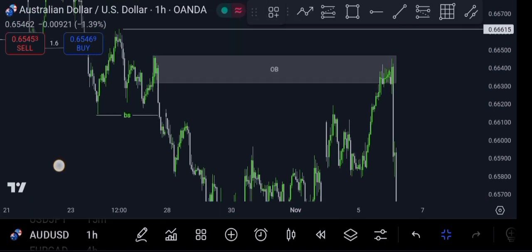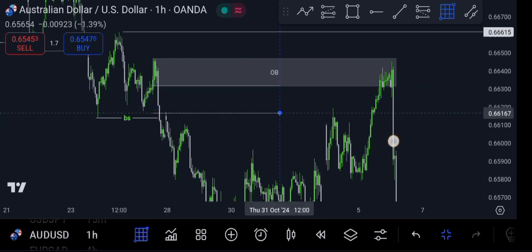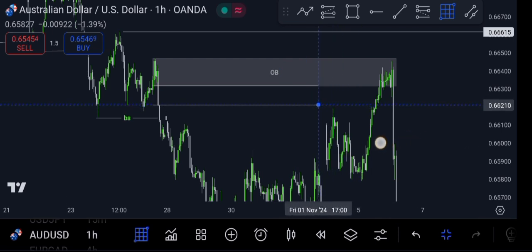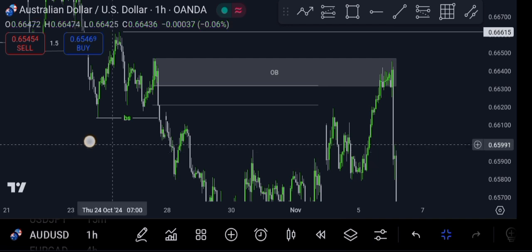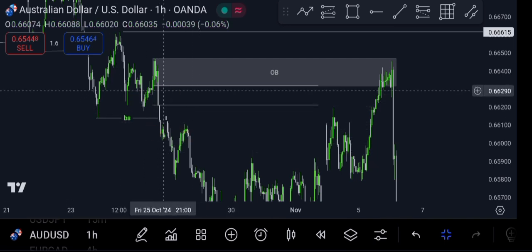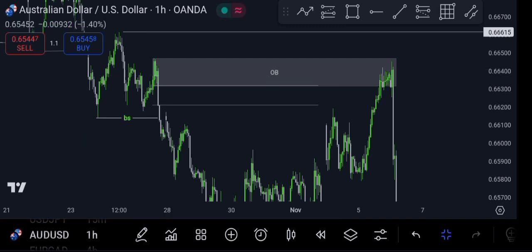As you can see, we also have an imbalance here, guys. As you can see, we have an imbalance below this order block. Let me do this here. This is an imbalance, guys. This is what we look for in our order blocks. Our order blocks must have an imbalance right below them or maybe above them. We must have an imbalance before the order block.